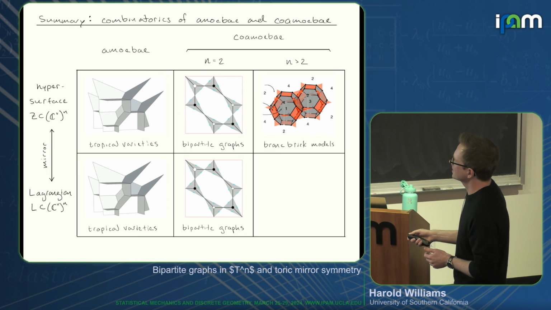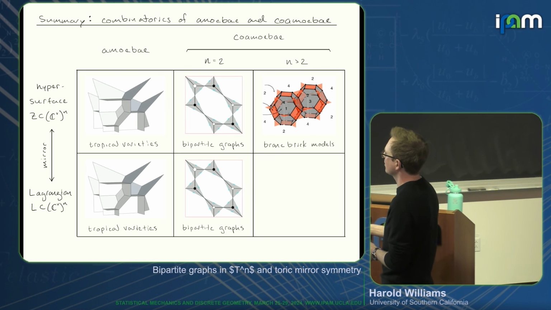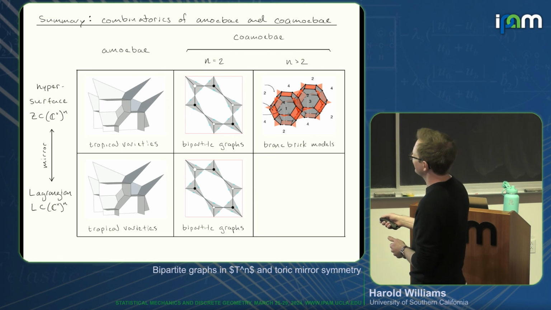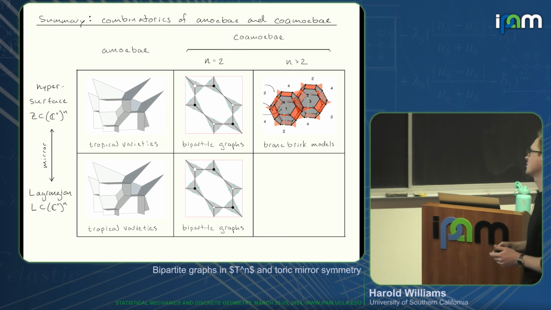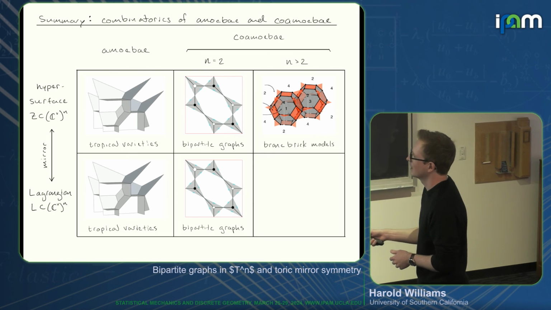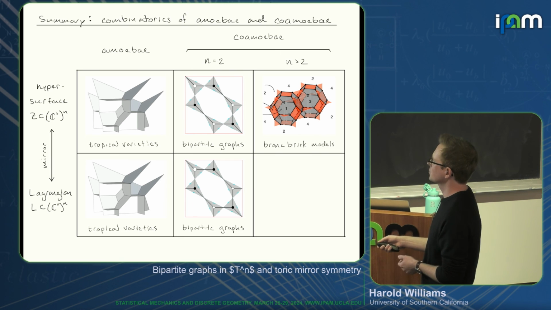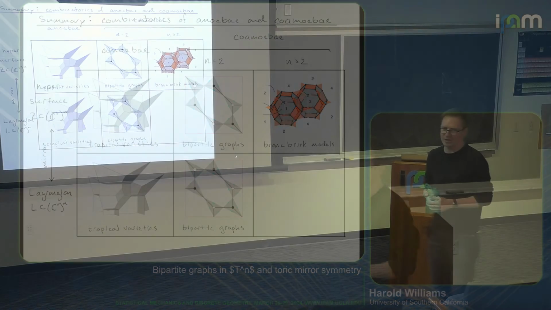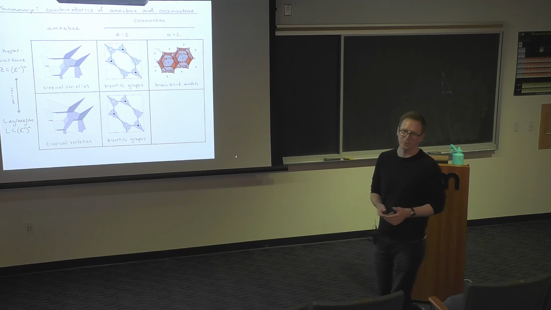And when I ask about coamoebas, the general story for hypersurfaces is I get these interesting polyhedral complexes. At least in the physics literature, the name for these complexes was brane brick models or higher brane brick models. But I get some combinatorics of these complexes, or in dimension 2 bipartite graphs. And at least in dimension 2, those bipartite graphs are also the answer about what the mirror coamoeba of a curve looks like. So regardless of the details, there's this general picture here.